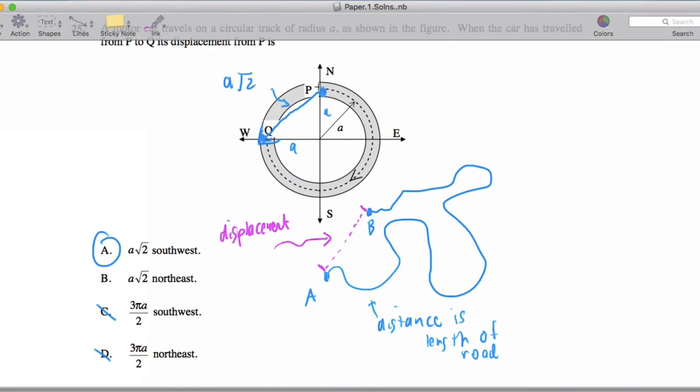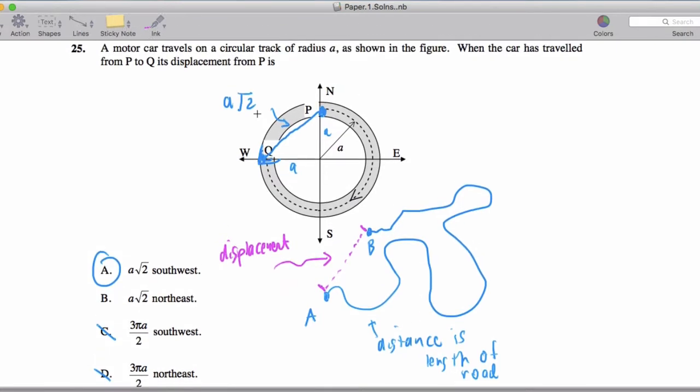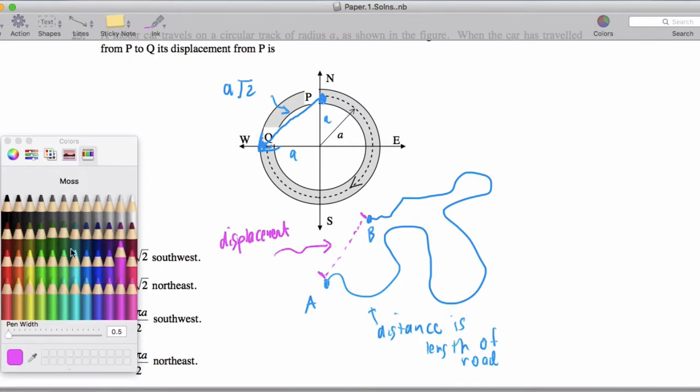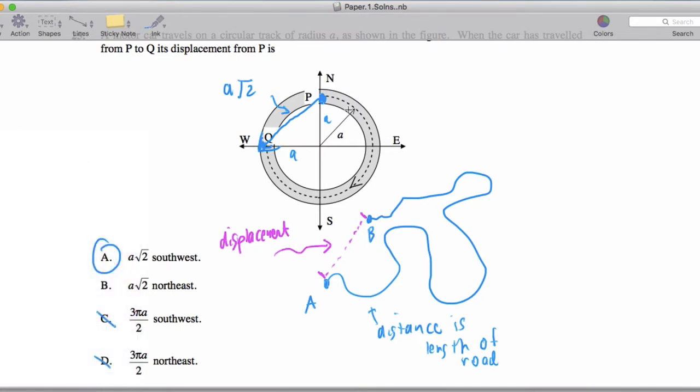So if we traveled around this circle and we asked you for the distance from P to Q, that would be 2 pi r divided by 4. And in fact, let me write that in the right color. The distance, in this case, would be 2 pi r, the whole circumference, but 1/4 of that. So that ends up being pi over 2 r is the distance. To be clear, displacement is a vector. It has direction. Distance is a scalar.